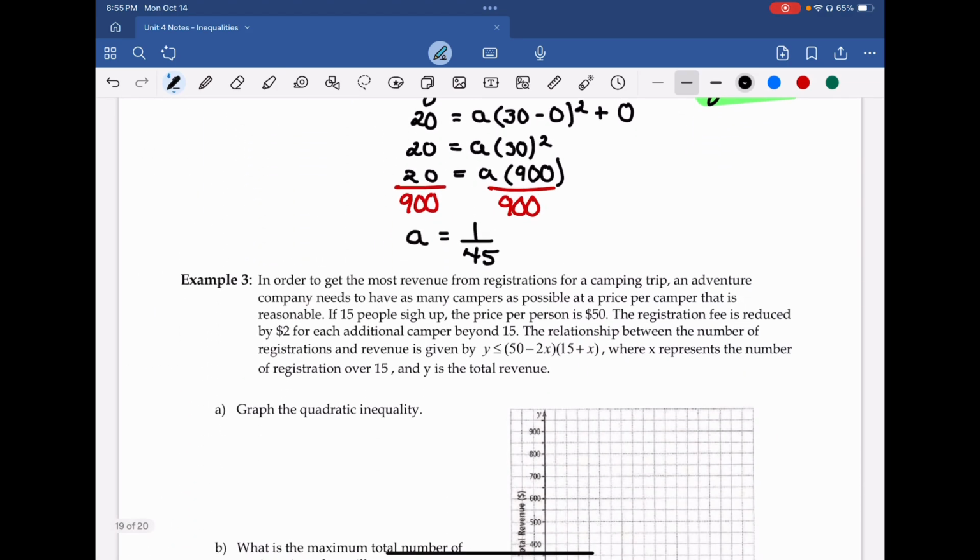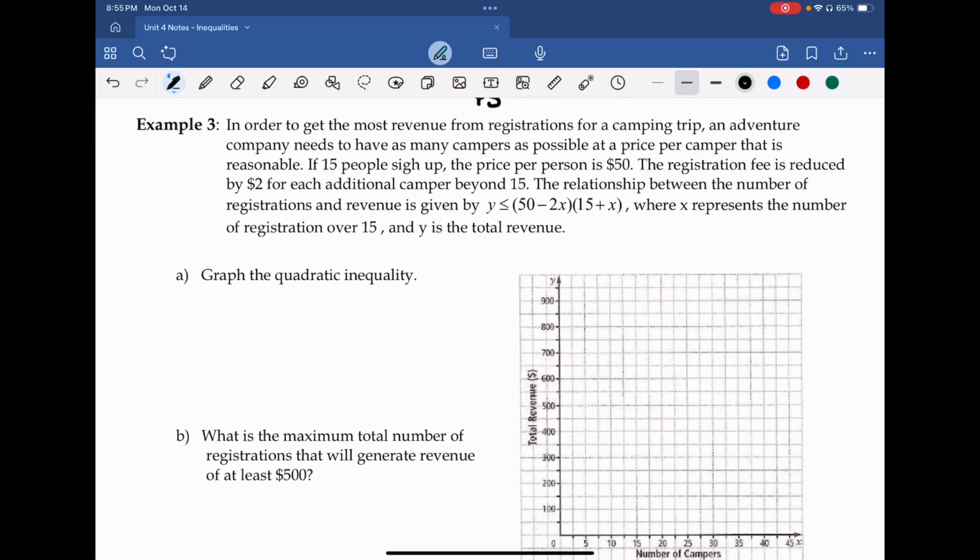All right, let's go down to example 3 here. This one goes into almost previous unit material, the quadratic equation section, and it deals with the idea that we can solve economic problems by setting up some sort of relationship between price and the number of people that go. To help us out with this, you can plug it into your graphing calculator. Let's just read it for the context.